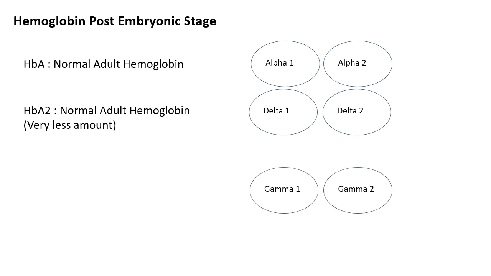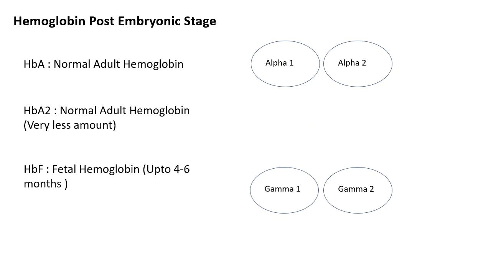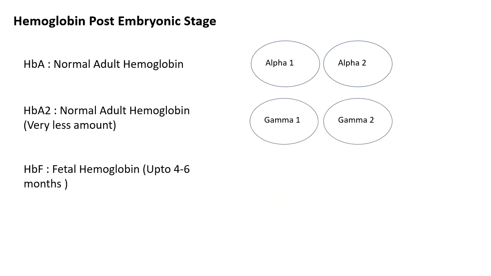Now another beta-like chain is the gamma chain. In place of 2 beta or 2 delta, if we have 2 gamma chains, that is 2 alpha and 2 gamma chains, then it is the fetal hemoglobin, which is present in the embryonic stage, also in the later stages of embryonic stage, and is present up to 4 to 6 months of age.